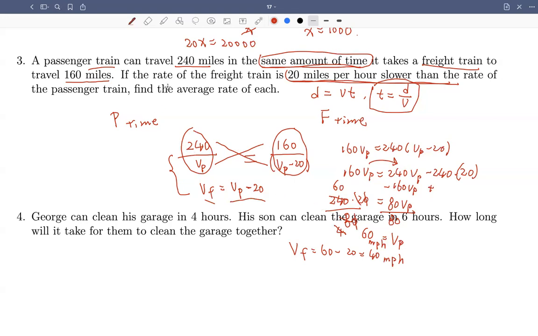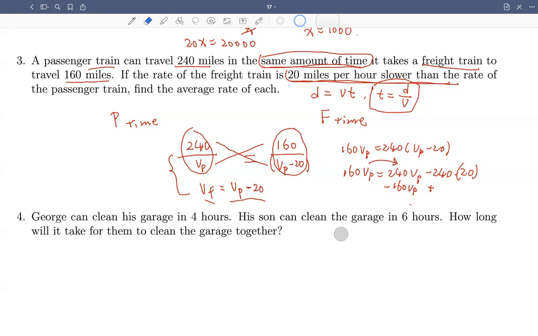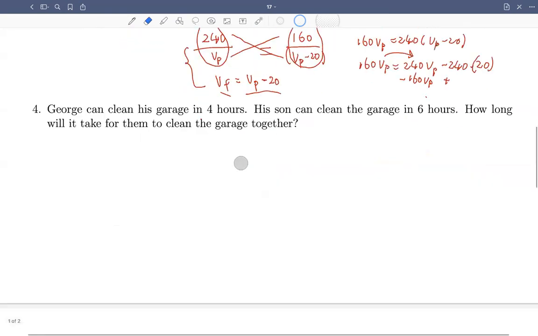Okay, now I need to erase some of this for number 4. Okay, now let's look at number 4.